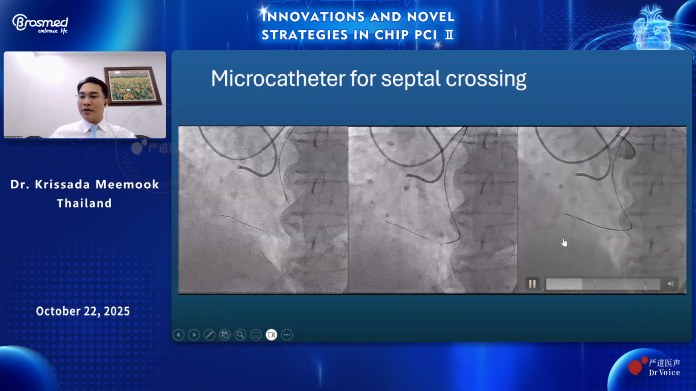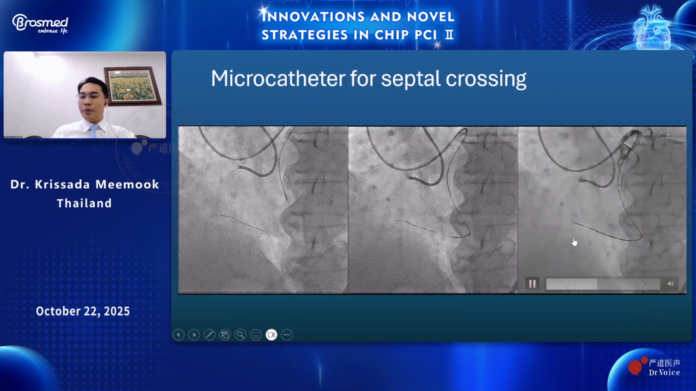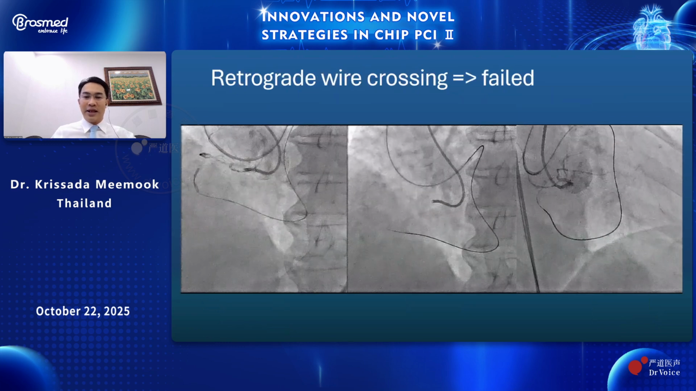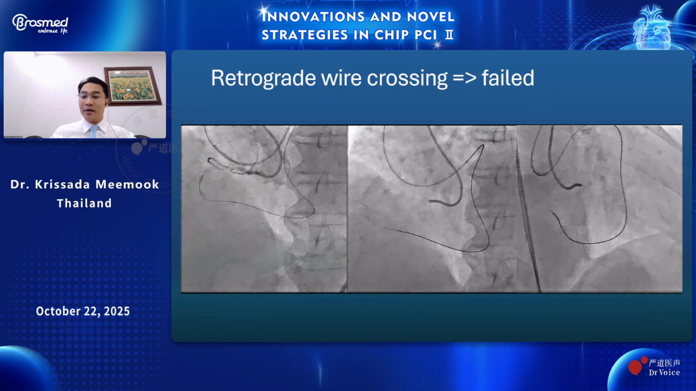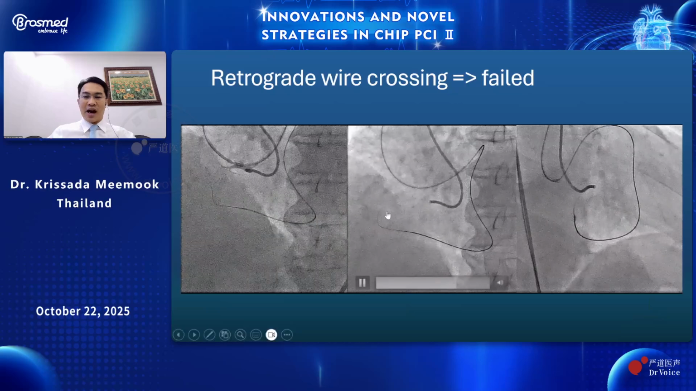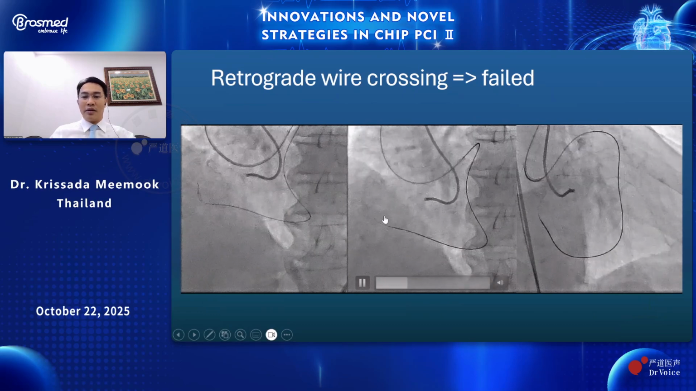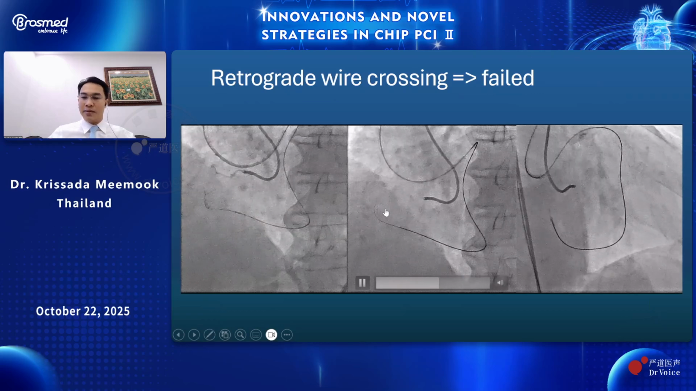After we cross to the distal RCA, what would be the option for the retrograde crossing? This is the consensus from the APCTO Club algorithm for retrograde crossing. If the lesion is less than 15 or 20 mm, we should consider direct retrograde wire crossing. In this case, we try to cross with the retrograde wire. We use the Gaia Second, but it cannot go into the antegrade channel because it went maybe into a subintimal space.